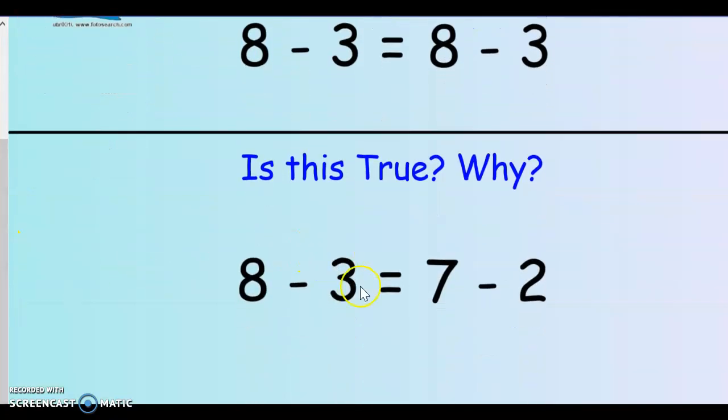Now let's talk about this equation. Is this true? And why? We have 8 take away 3 equal to 7 minus 2. Now you might notice this time that the equations are not identical. However, they do give you the same answer. What's the answer that they both give? Remember, it's okay to use your fingers to figure this out. I came up with 5 is equal to 5. Is that true? Is 5 the same as 5? Yes, it is. So these are both true equations.